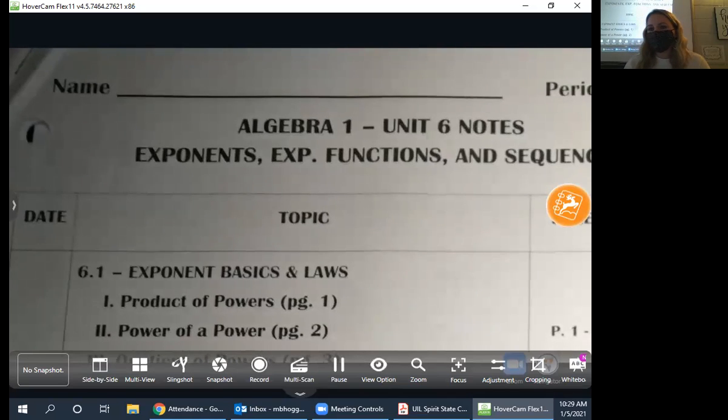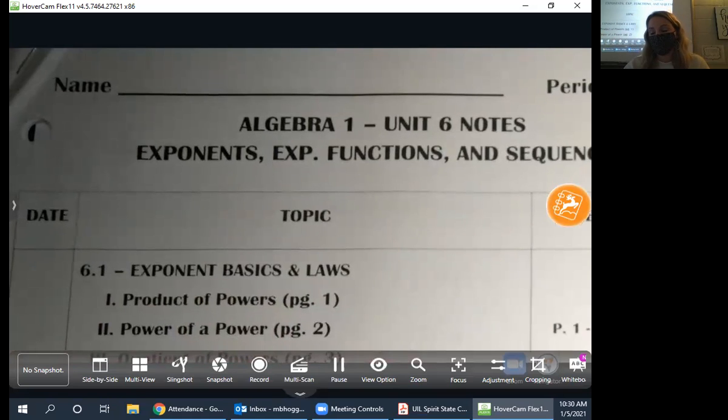Okay. All right, guys. So here's the cool thing. We're going to start a new unit today that has nothing to do with what we were doing in the first semester. And a lot of people really like it because it's different. It's nothing to do with graphing. We're looking at exponents. So let's talk about background knowledge of exponents.